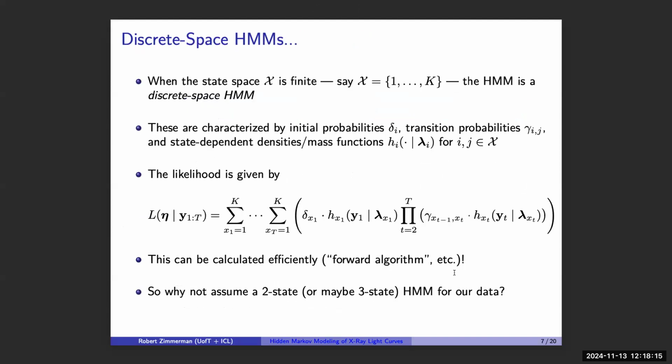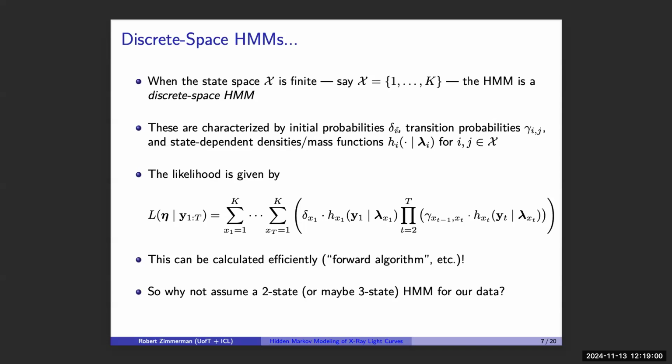So let's talk about discrete state HMMs first, which is the case when the state space is finite or technically countable, but that's very rare. Most of the time, the state space is finite for a discrete space HMM, and we could label the states from 1 up to K. These just represent labels, so that could very well be flaring, quiescent, flaring 1, flaring 2, quiescent, and so on. Such a model is characterized by three ingredients. The first is the distribution of the first state, x_1. There's nothing that comes before it, so it's just its own marginal distribution.